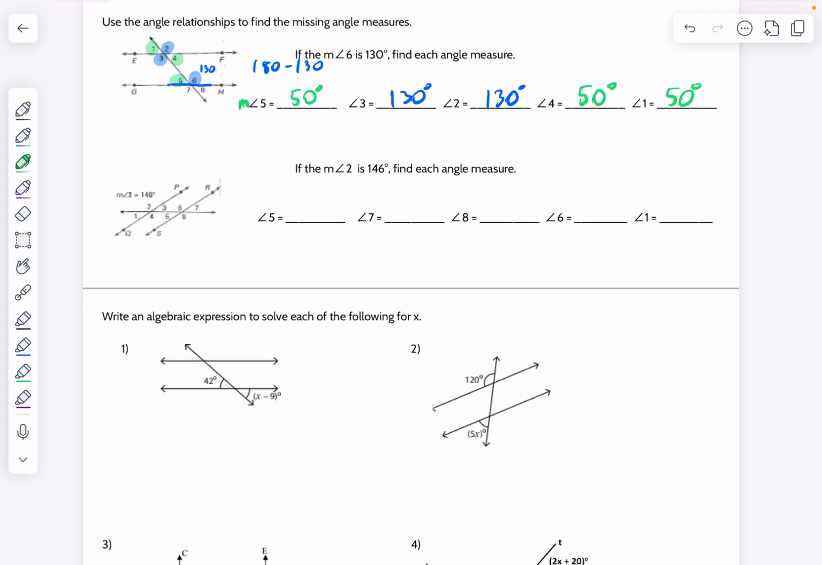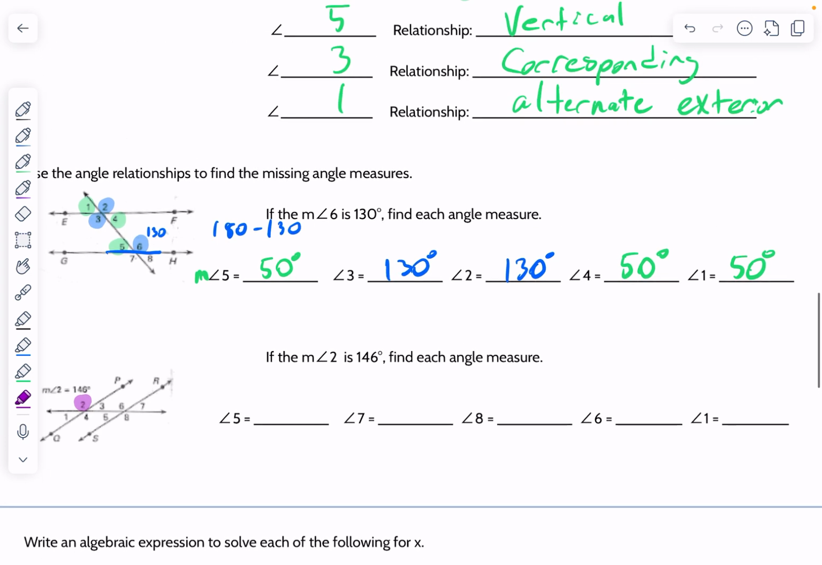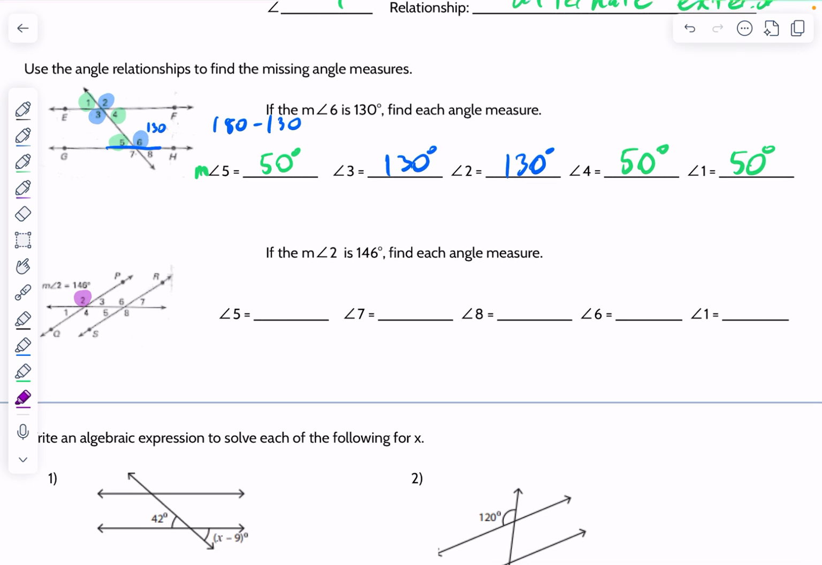All right, now it's going to ask you the same thing, but this time you have a different angle. Instead of it being 130 degrees, it can be 146 degrees. And we're starting at the measure of angle 2. That's here, and it's 146 degrees. So if you would like to pause this video here and try it on your own, you may. I'm going to continue.